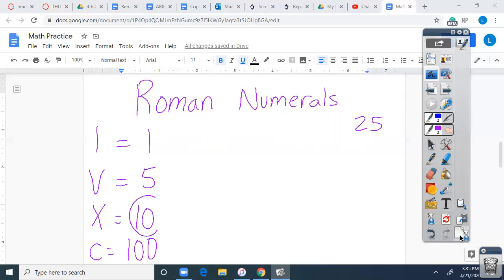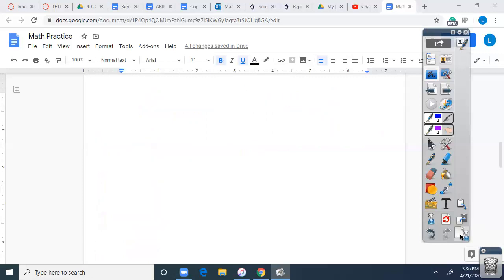Well, I got to put 10, x plus 10, another x, so now we're at 20 plus a 5. So I'm kind of breaking apart the number, right? XXV is 25. Okay? XXV is 25. What if I was trying to write the number 11? Just the number 11. Whoops, I just erased all that. So hopefully you wrote that down. If not, just go back.